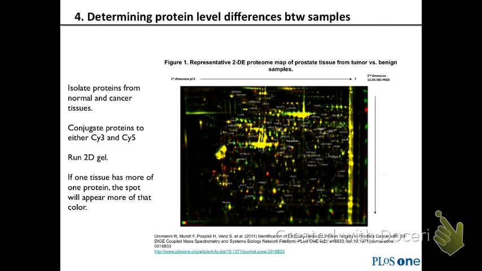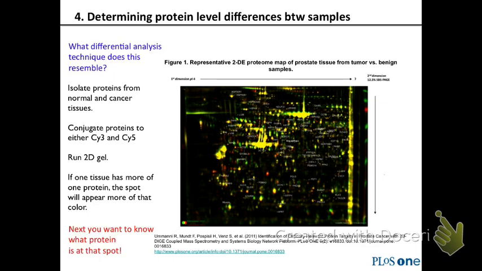Yeah, this essentially looks like a microarray, right? So what differential analysis technique does this resemble? It resembles microarrays because you're labeling one sample with one color and the other sample with another color. You're mixing it up, and then based on the differential amount of the color, you infer that the amount of the protein is different, right? What's one of the biggest differences from microarrays, though?